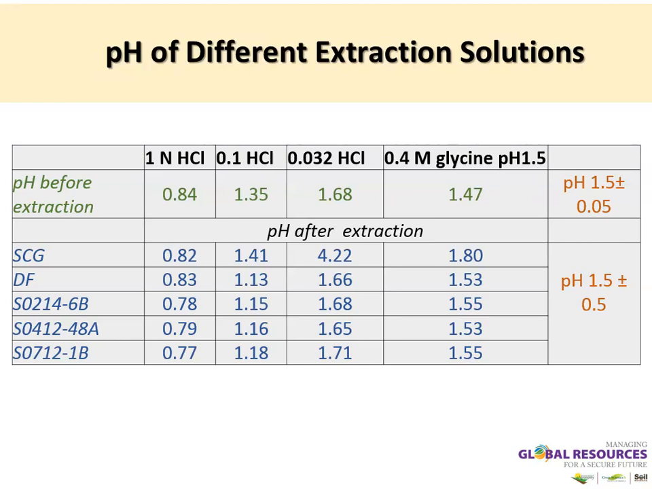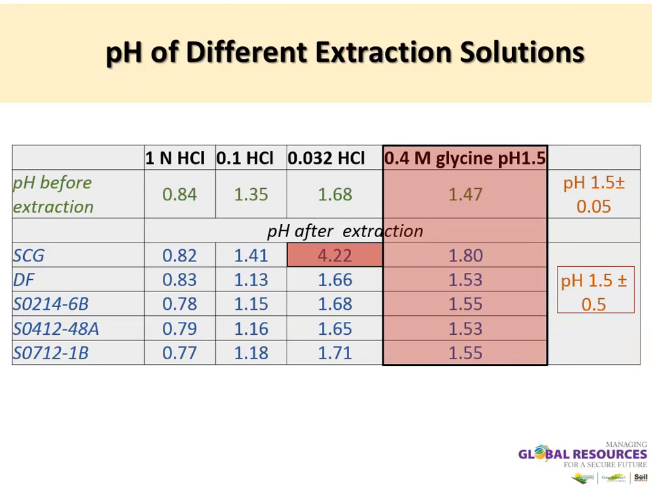So we see that the 1 normal HCl is quite acidic, it's way lower than 1.5. The same for 0.1 HCl. Then 0.03 HCl is kind of close to what we want, except for this sample. And we know this sample has lots of calcium. It also has lots of phosphorus and organic matter, but it does have lots of calcium. This is what brought the pH up. So it tells us this definitely doesn't work. And only the glycine solution gave us the right range that we should have after the extraction.